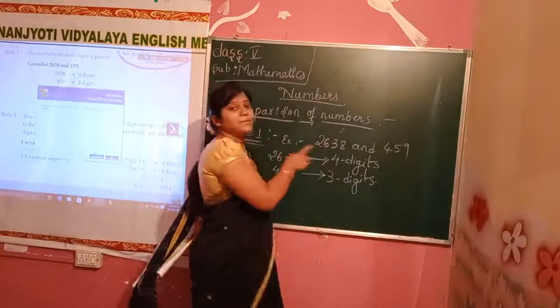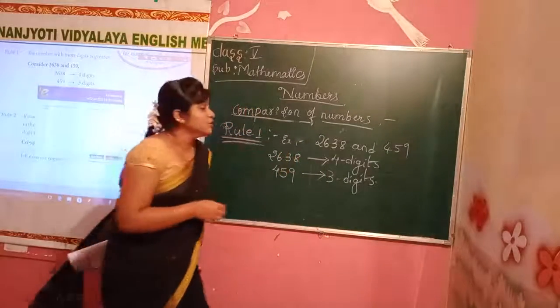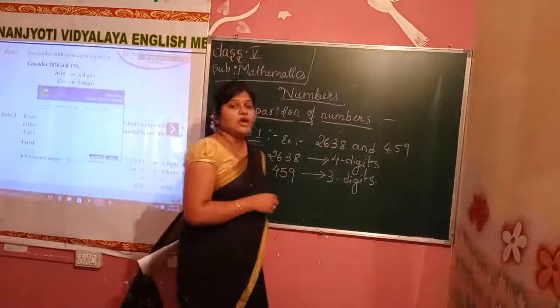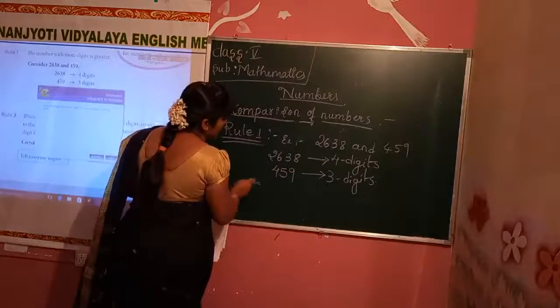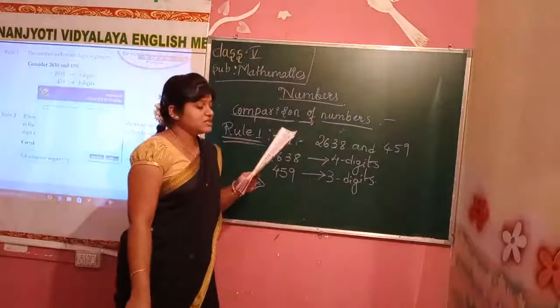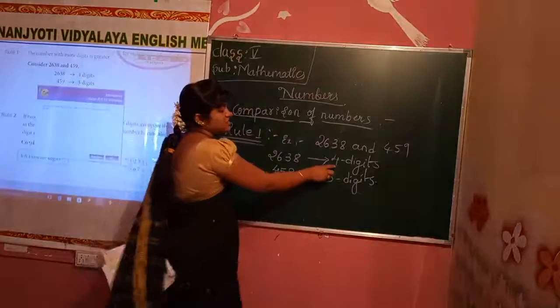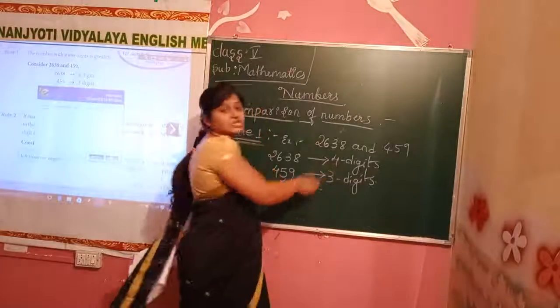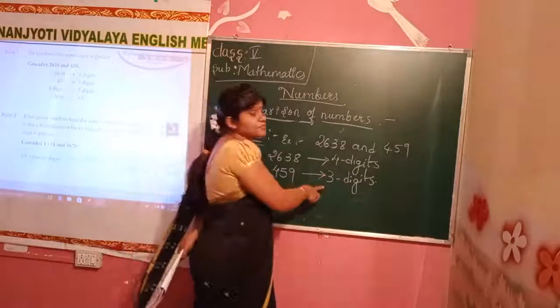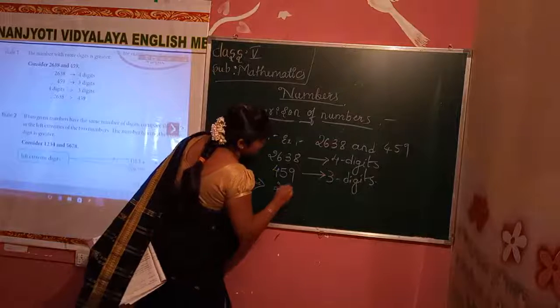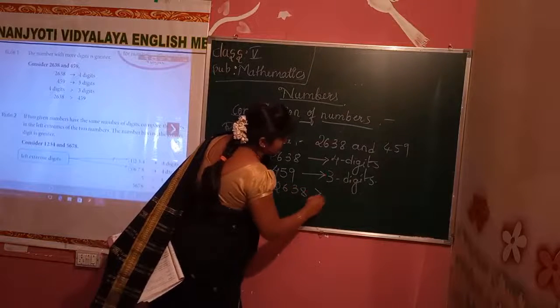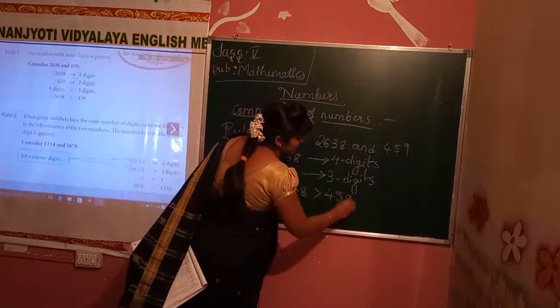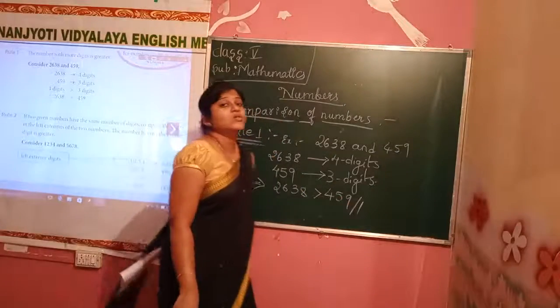They are telling us to compare these two numbers. How do we have to compare, children? We have to see the digits. How many digits do we have? This is 4, this is 3. So easily we can identify that a 4 digit number is greater than a 3 digit number. That is, 2638 is greater than 459. This is Rule 1.